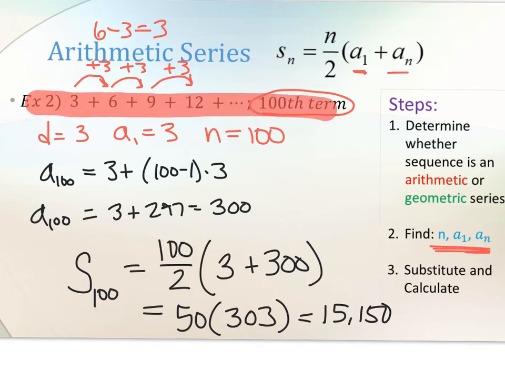So if I was to add up the first 100 terms of this given sequence, I would get 15,150. So the idea with this is just finding your information, using your explicit formula to find that last term, and then basically just substituting everything in and then calculating. We don't really need to make this more difficult than it is. Obviously, we're going to go over some of this stuff, but the idea is you're using a formula, finding the missing pieces, and plugging them in.